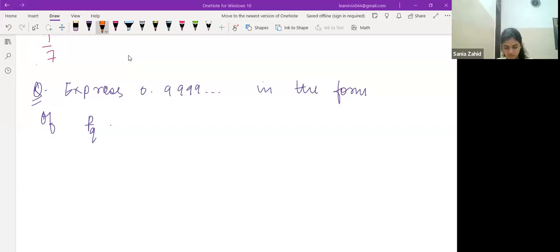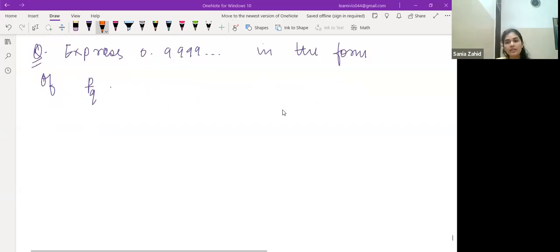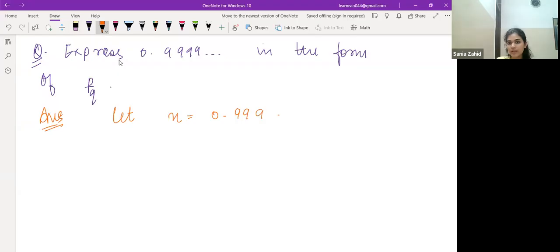Ma'am, I got the answer as 1. Yeah. Who got 1? Mema, very good. If you're getting 1, tell me your solution. Now, everybody listen carefully. I wrote let x equals 0.999 and then 10x equals 9.999. So, first equation you write down, let x equals 0.999 and so on.